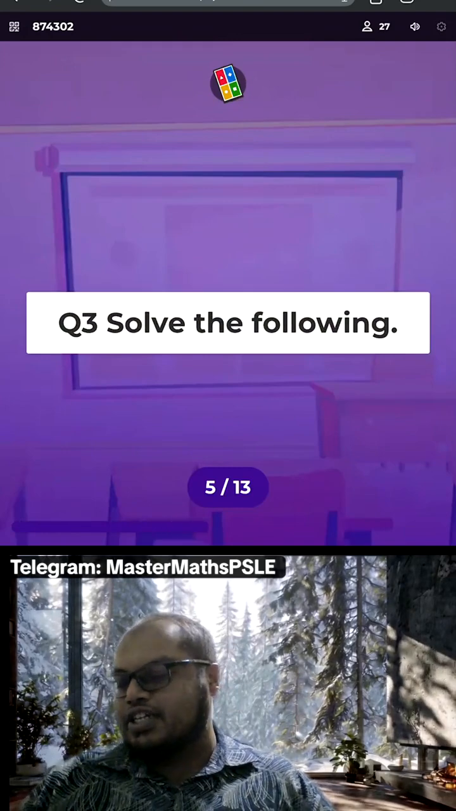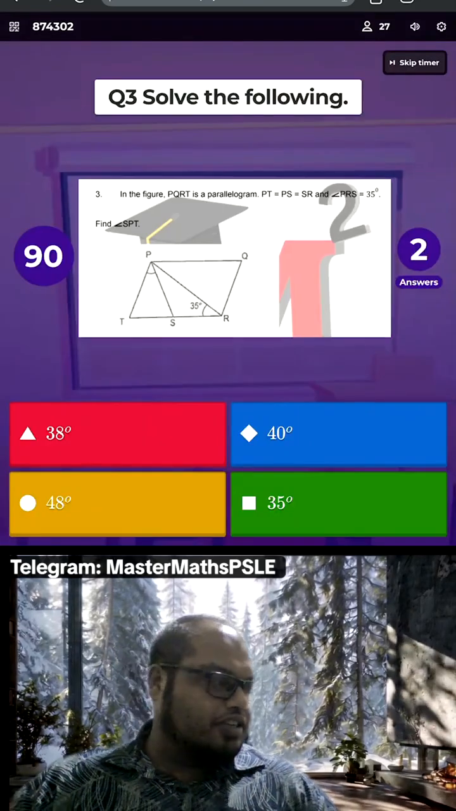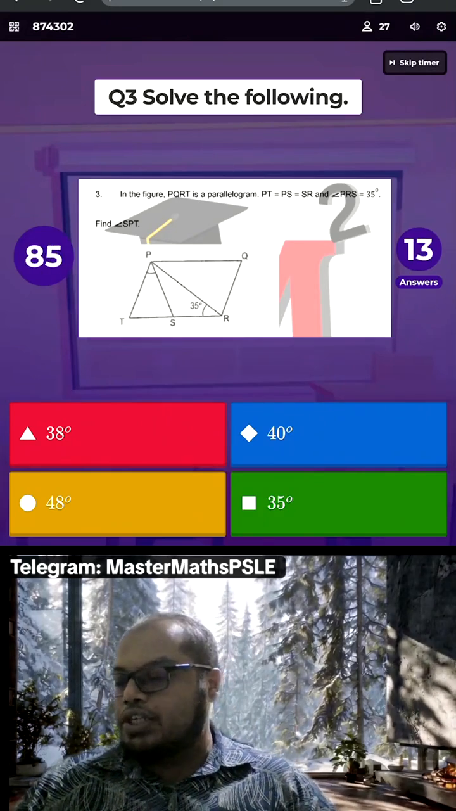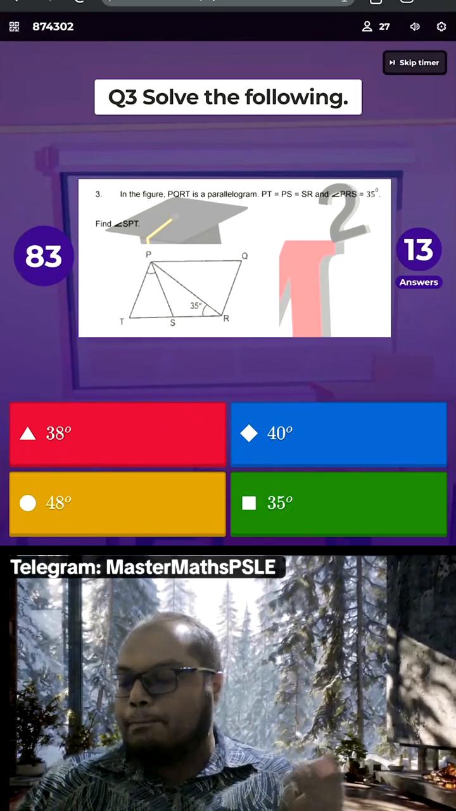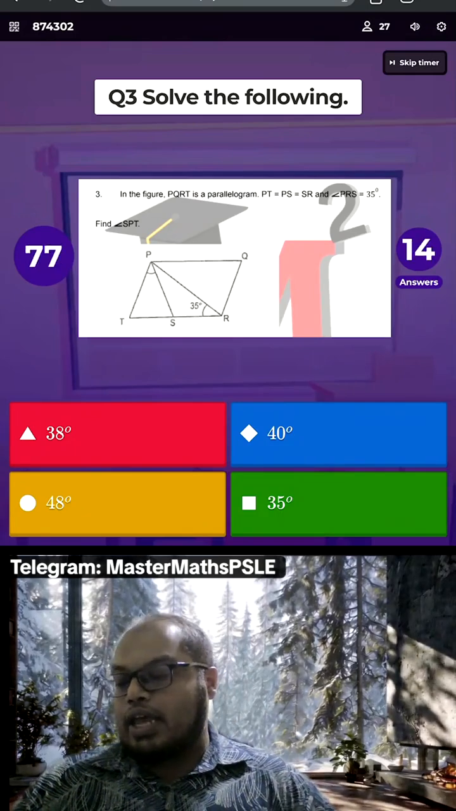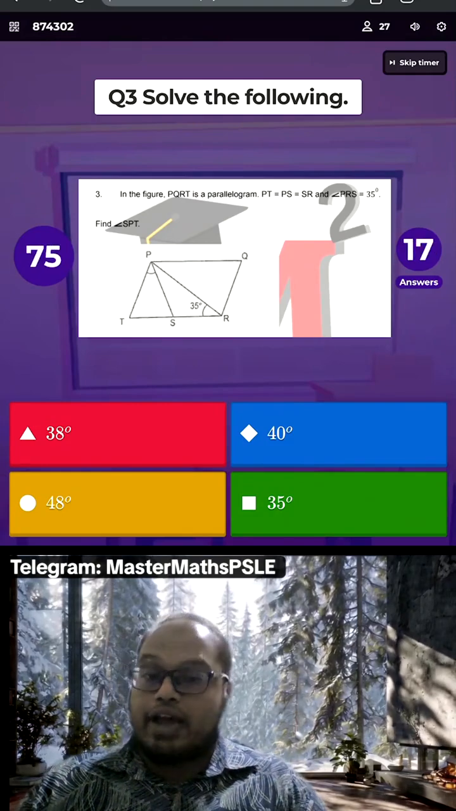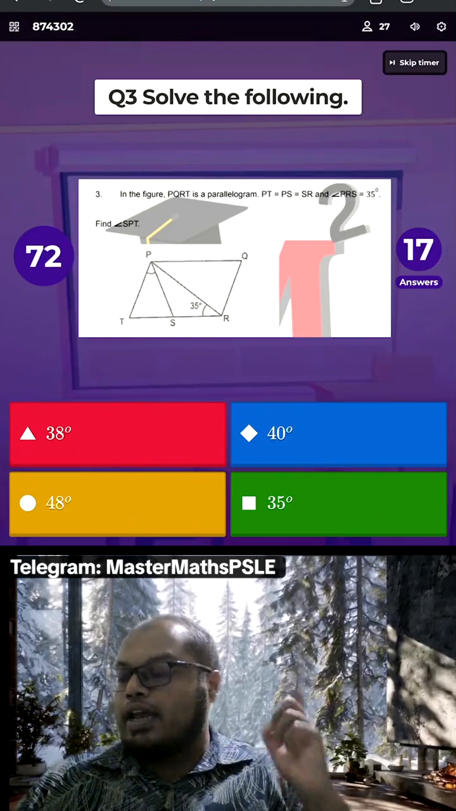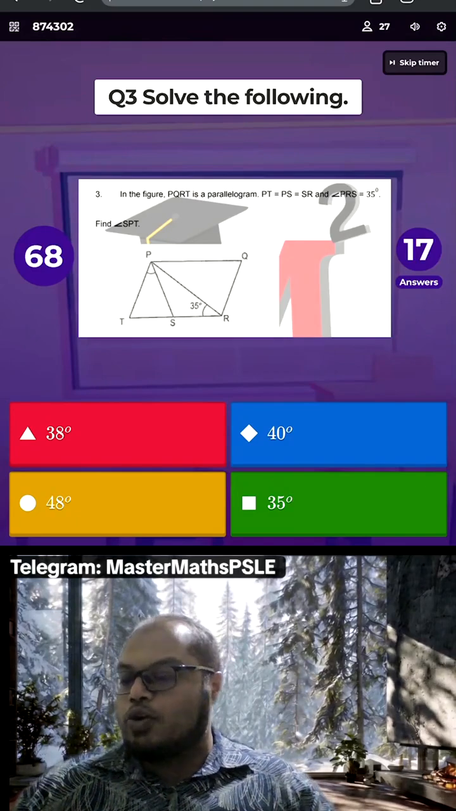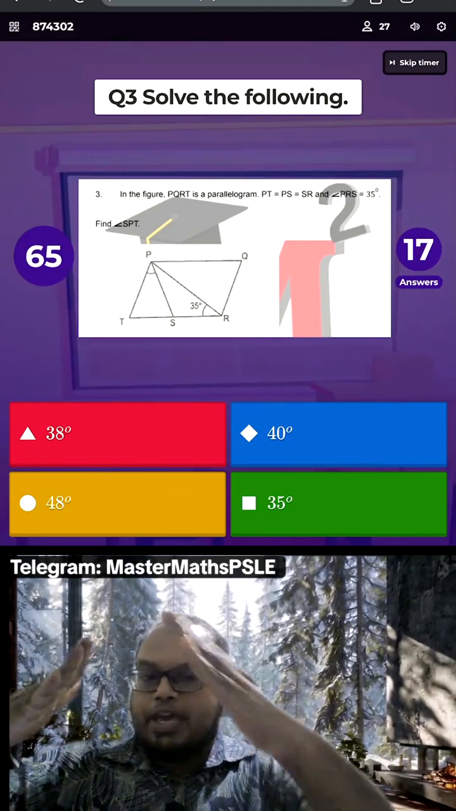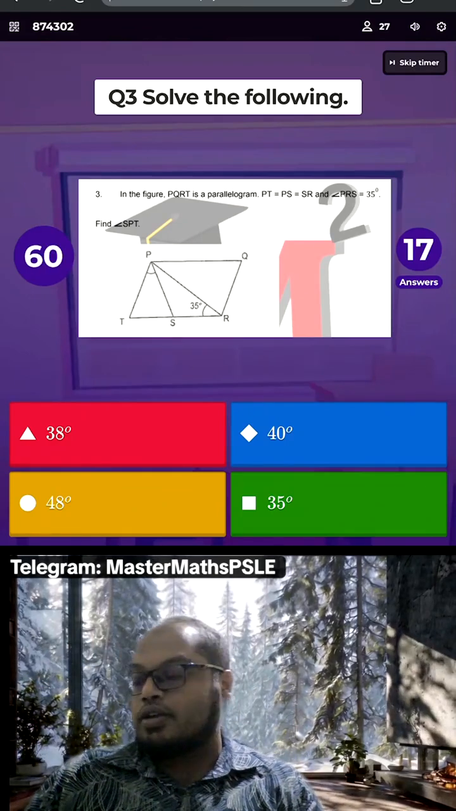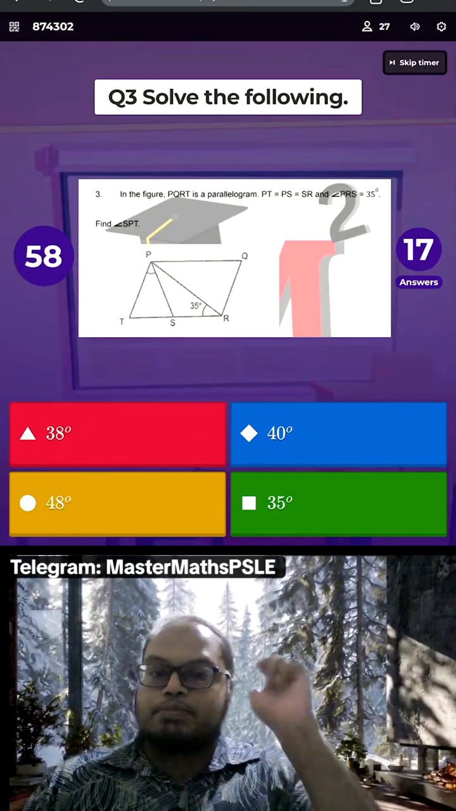Okay, question 3. It's an angle question. So this is a parallelogram where PT equals PS equals SR. And they also give you that PSR is 35. So find SPT. We already know that PT equals PS, so you have an isosceles triangle there. So now just find SPT.